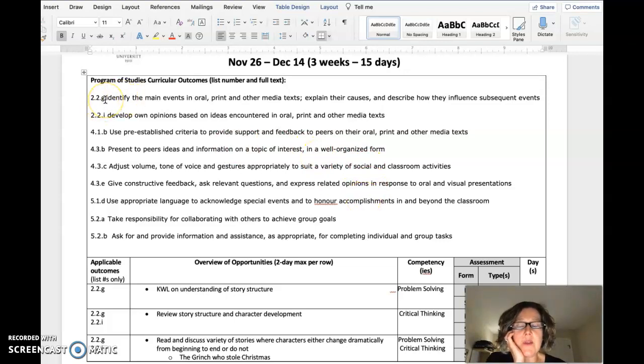You will see why you want to add the letters in, because ultimately, when you get into the specifics of the unit plan, instead of writing all this out every time, you are just going to put 2.2 or 2.2.g, and then you can go. There it is. So these are the outcomes from your year plan that you X'd off as you went through.